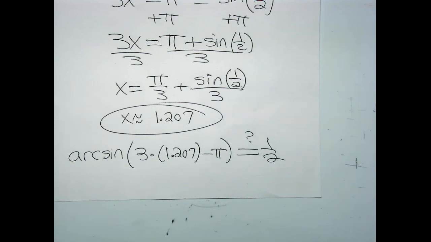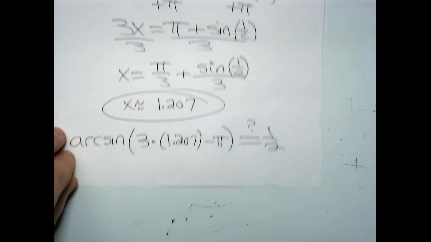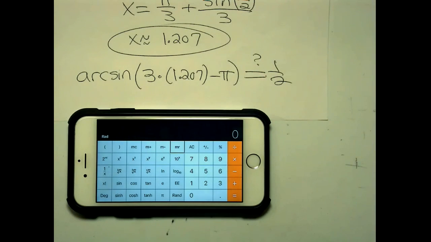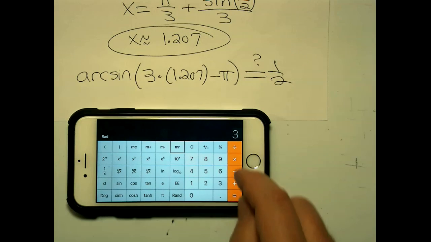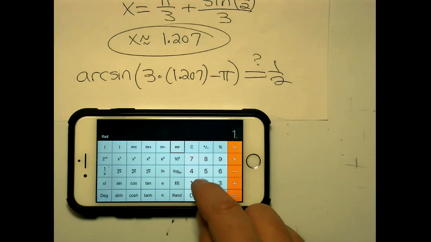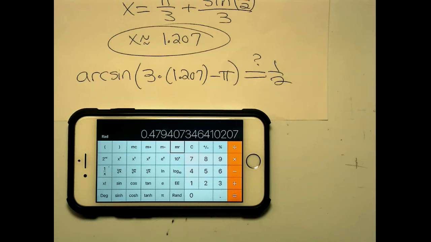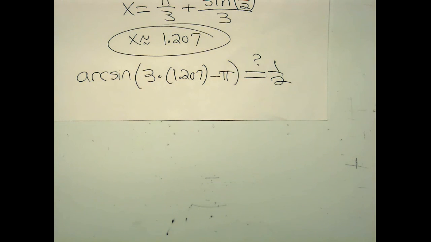So I'm going to switch my calculator into radians, and I'm going to try it. Arcsine of that number. So I've got an iPhone calculator here out. So I'm going to first of all calculate 3 times 1.207. I'm going to subtract pi, and I'm going to do the arcsine of that. Second function, there's my inverse sine right there, and look at the answer, 0.4999. It really is a half. We got it. So that would be the result.